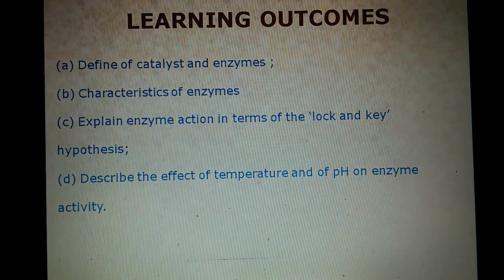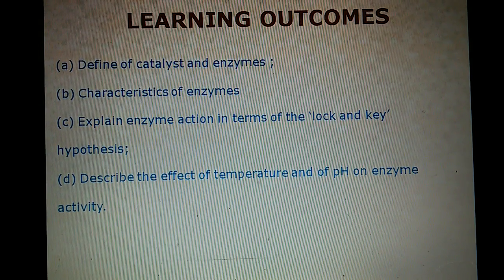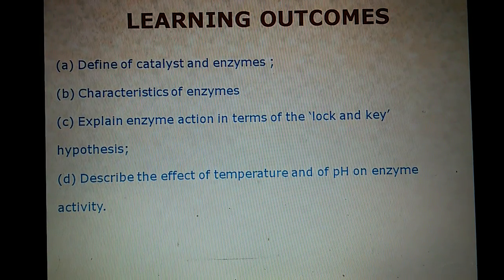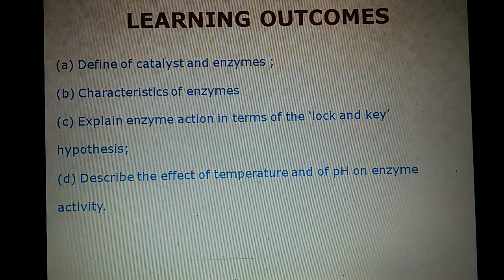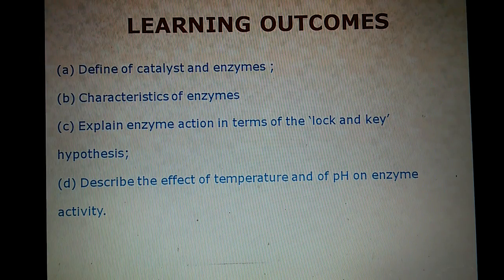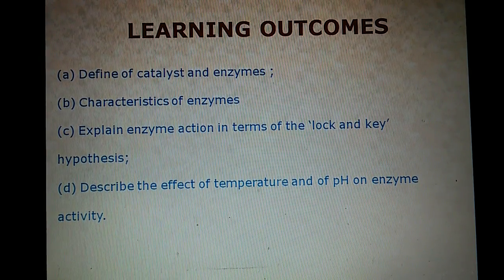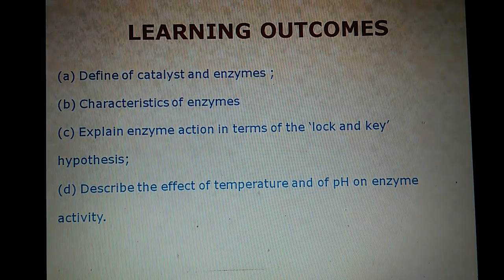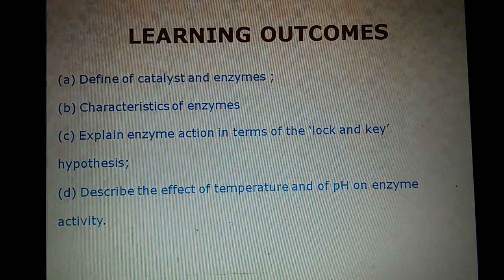These are the learning outcomes of this topic. First of all, we will discuss catalyst and enzyme. What is an enzyme? What is a catalyst? The second objective, characteristics of enzymes. What are the properties of the enzymes? Third, we will explain enzyme action in terms of a special hypothesis which is known as the lock and key hypothesis. The fourth learning outcome is to describe the effect of temperature and pH on enzyme activity.